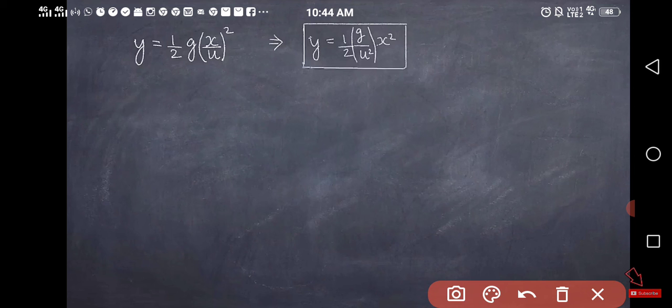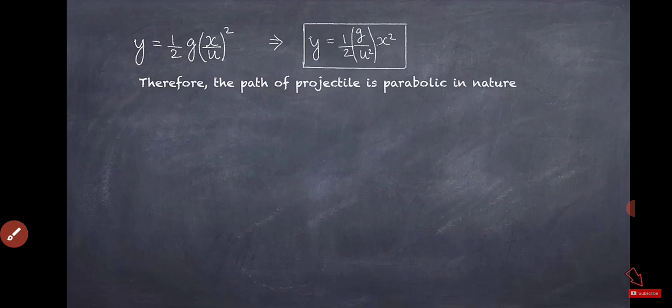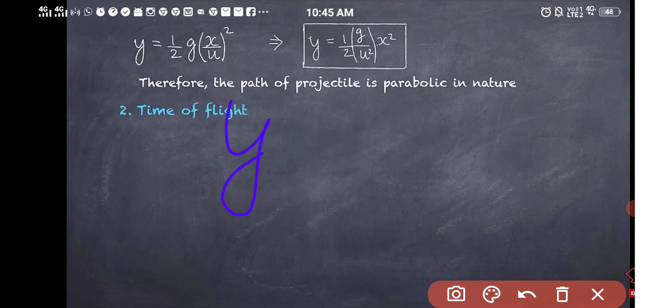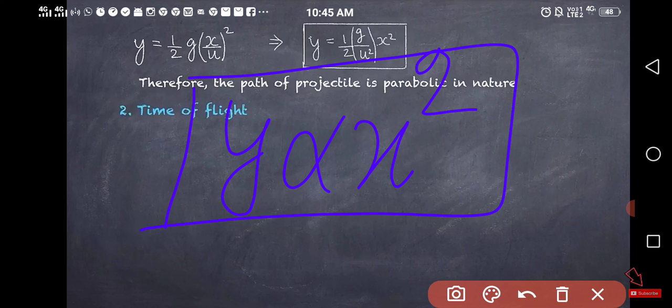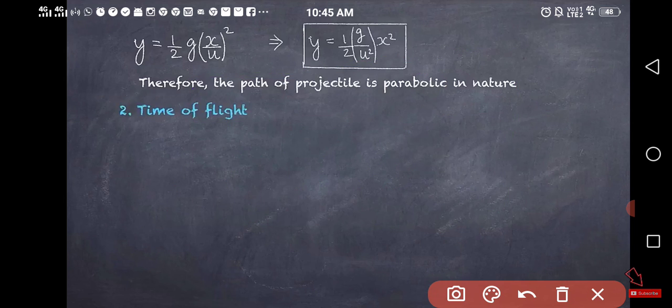And from here you can see that y is equal to 1 by 2 g upon u square, whole x square. That means y is directly proportional to x square. This is the equation of a parabola which you will study in your mathematics, and hence the path followed by the projectile is parabolic in nature.